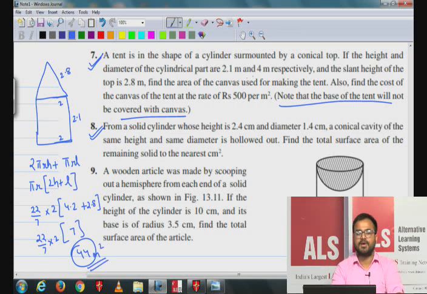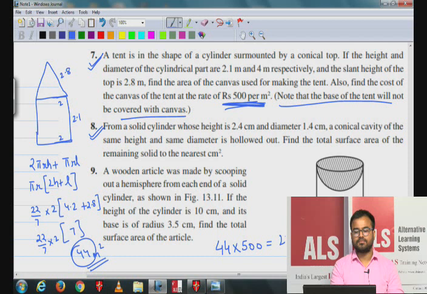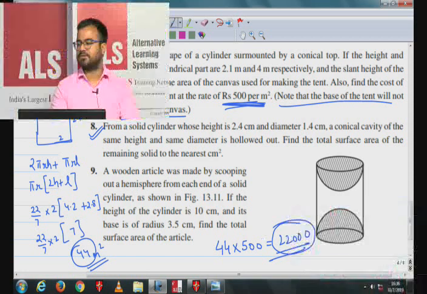And in the second part, they are asking, find the cost of making the tent at the rate of 500 per meter square. For 1 meter square you are paying 500 rupees. So for 44 meter square, how much will we pay? That will be 44 into 500. That is 22,000 rupees. This is the answer for this one.